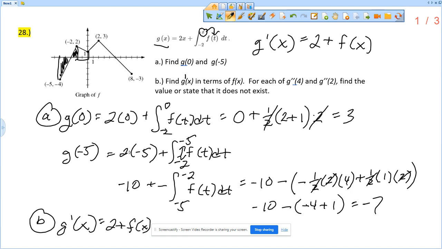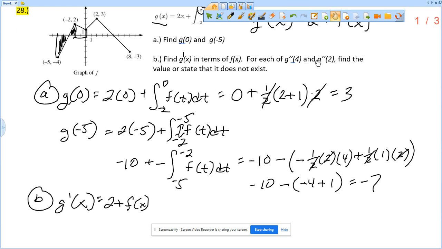All right, now that one should be relatively easy. All right, now the next part says for each of g double prime of 4 and g double prime of 2, find the value or state that it does not exist. All right, so let's start with g double prime of 4. All right, so g double prime.